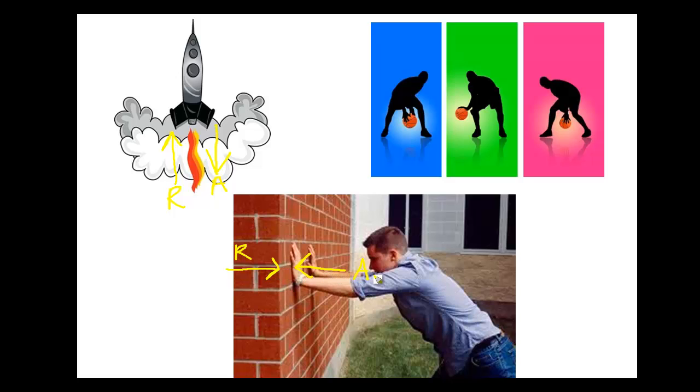If he was pushing with more force than the wall, the wall would then fall down. But it doesn't, so we know that his action is to push on the wall, and the reaction is the same amount of force as the wall pushing back against him.